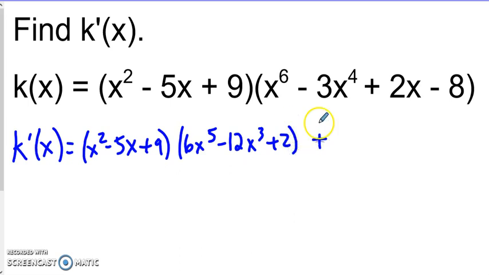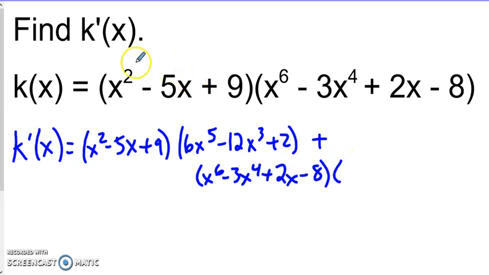Plus, now this is going to be a little lengthy, so I'm going to go ahead and write it below here. Second times the derivative of the first. Again, I'm applying the power rule for each of these terms.